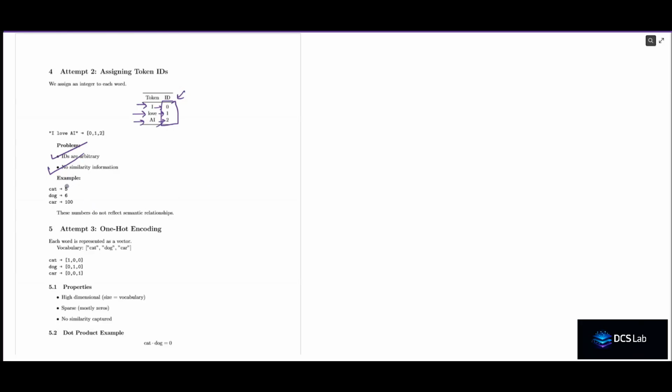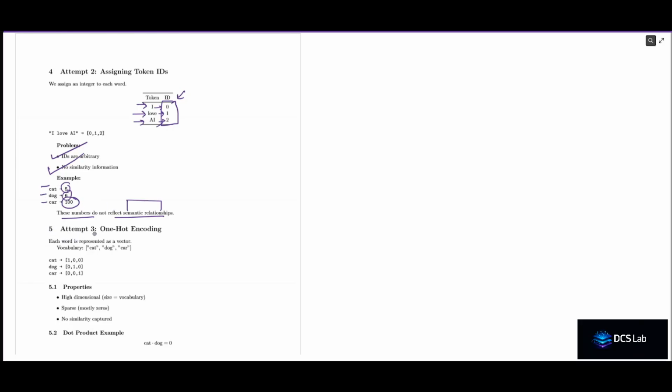For example, if I say cat, dog, and car, and I just give them IDs 5, 6, and 100, these numbers do not reflect the semantic relationship. Again, they are just IDs. They don't capture the semantic relationship between each other.